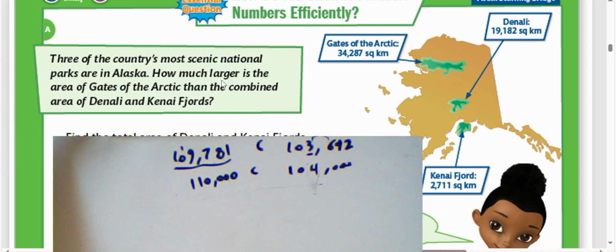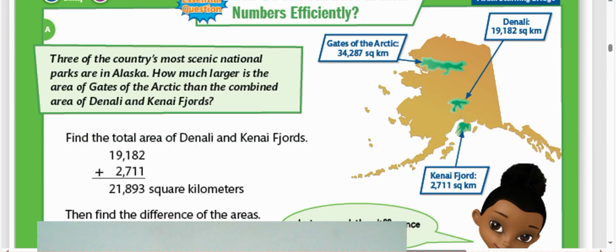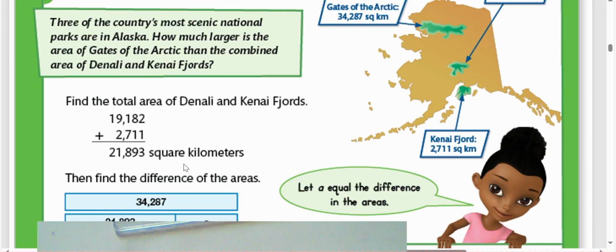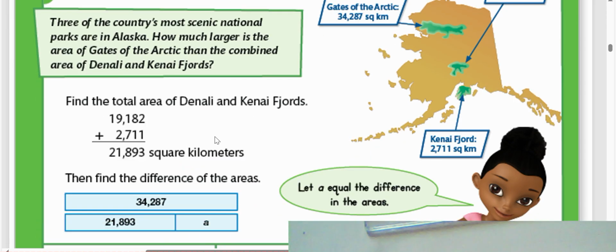Next page. Okay, look at it with me. On the next page here we can find the sum of two numbers, then find the difference from the third. In this example here, look at it with me. I will explain this example, okay?